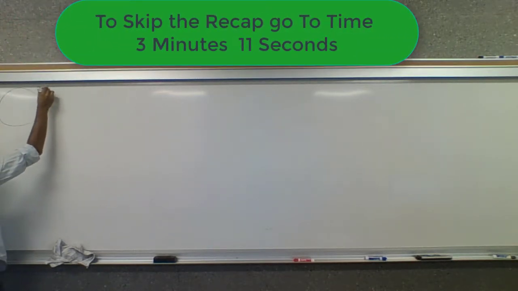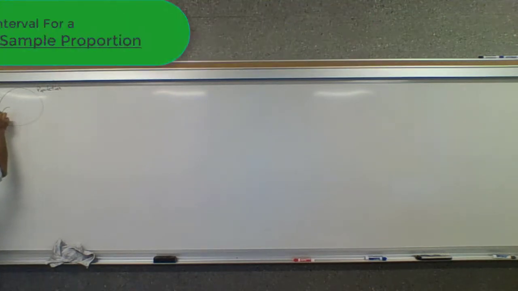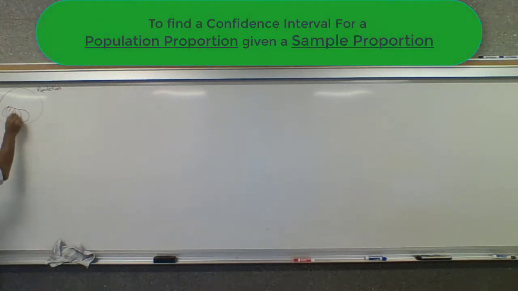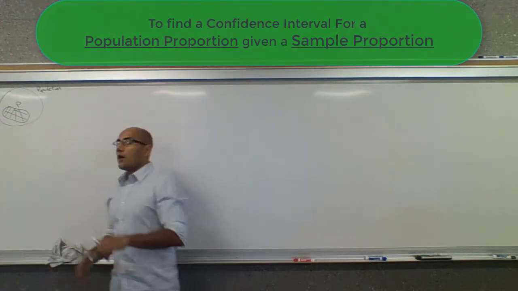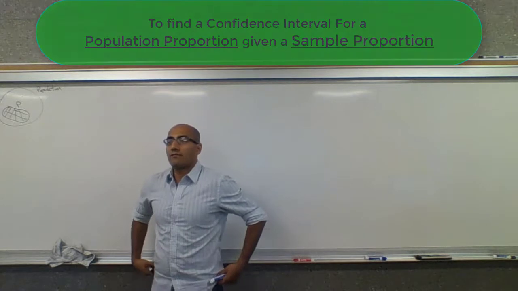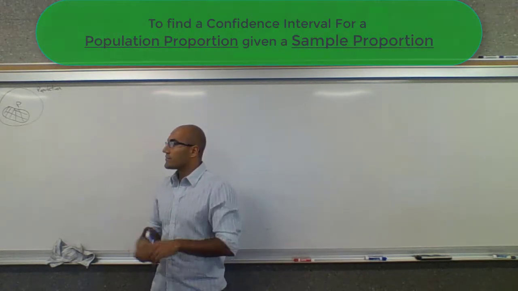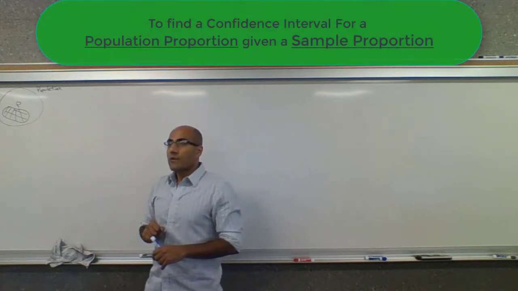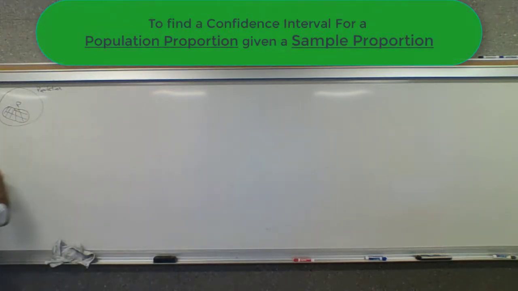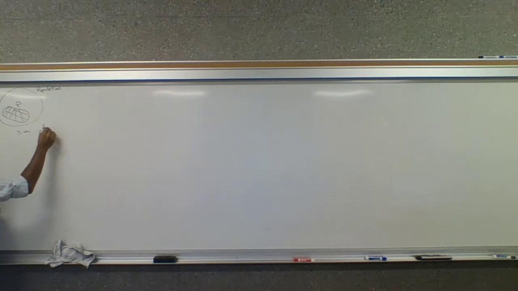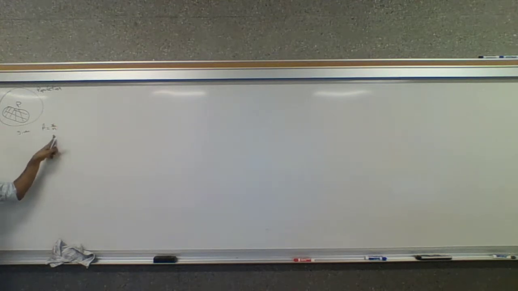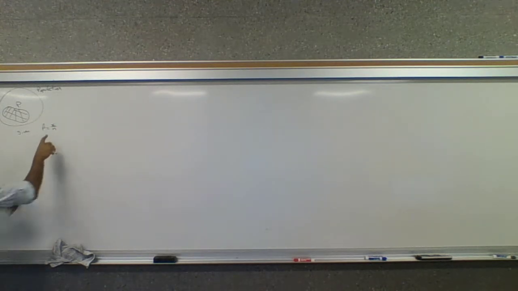We have a population, and some proportion of that population, like what proportion of Californians have a cell phone, or what proportion of Californians have traveled to Euro Disney, some random proportion that we need to know. To do this, we are given a sample proportion, p hat, which is equal to x over n. We use that to create a confidence interval.